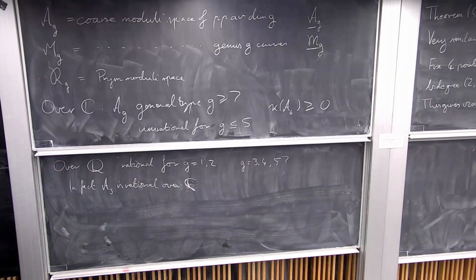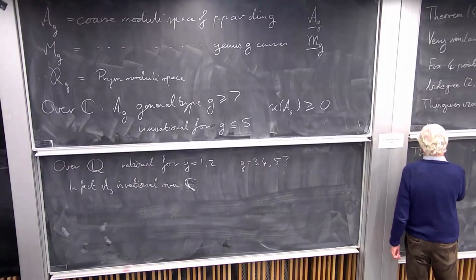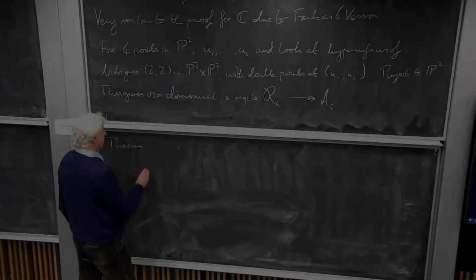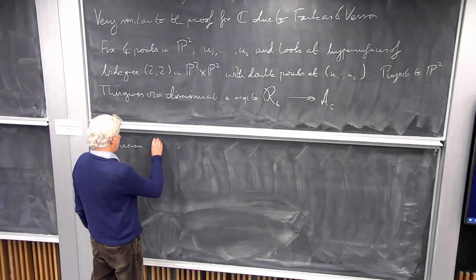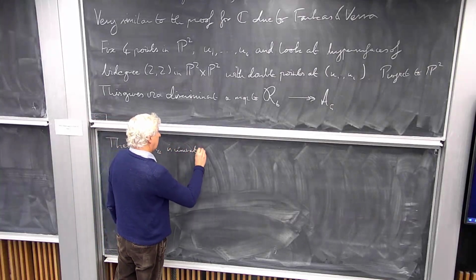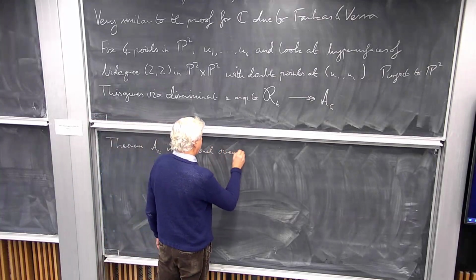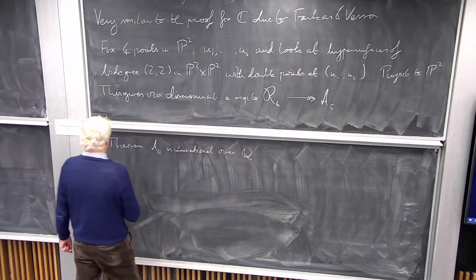g equals 4 is rather similar. So the same statement, A4 is unirational over Q, same general idea.